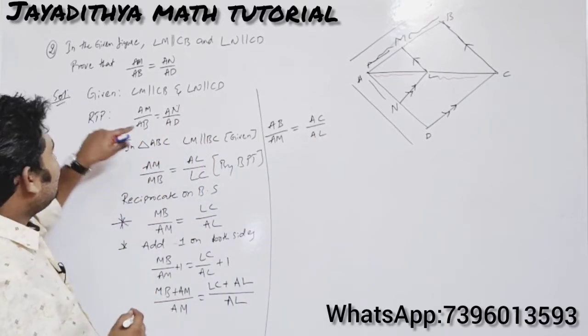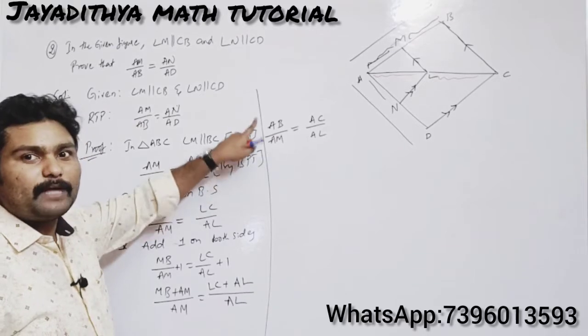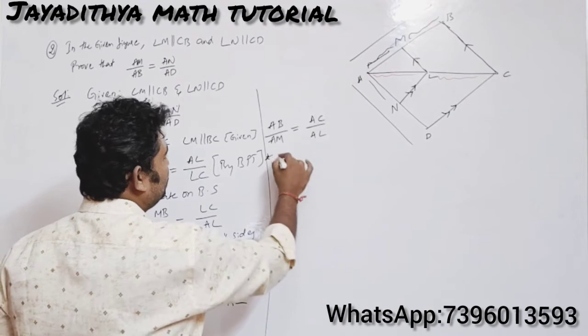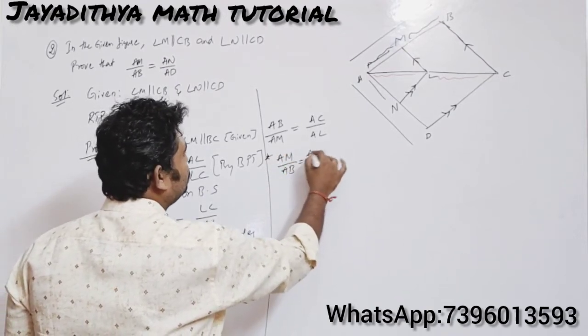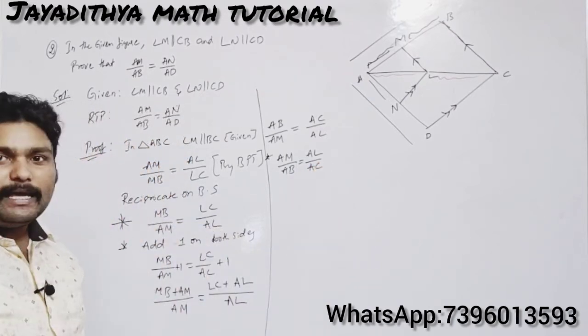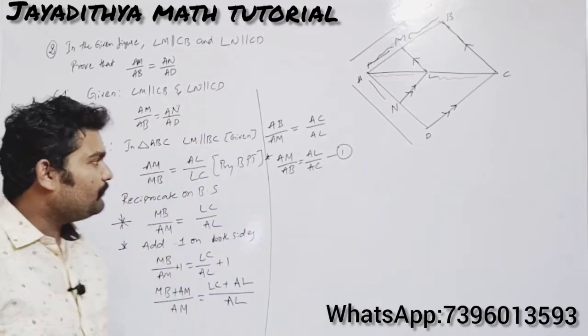See here, in the proof I want AM by AB, but I got AB by AM. I got the reverse, right? So again you reciprocate here. This is also one more important step, that is AM by AB will be equal to AL by AC. Keep this as equation 1.